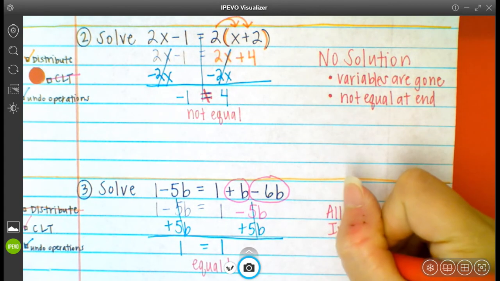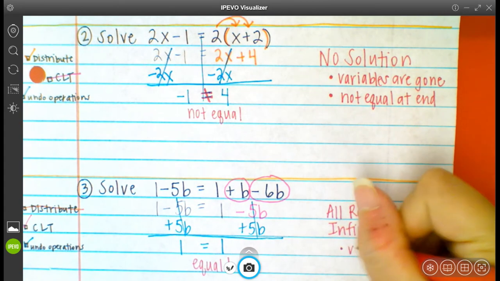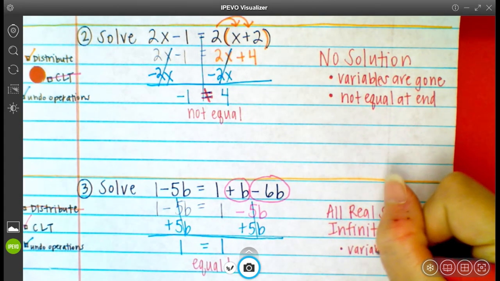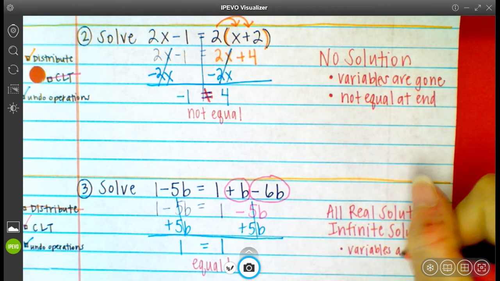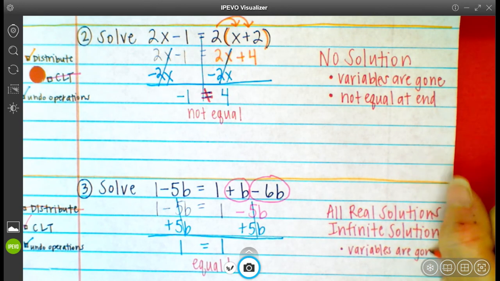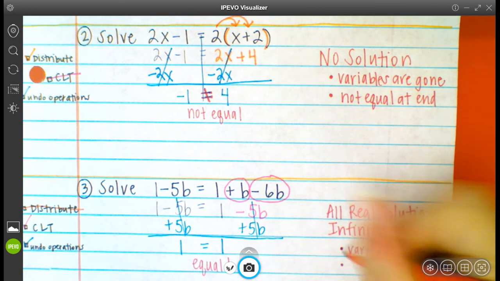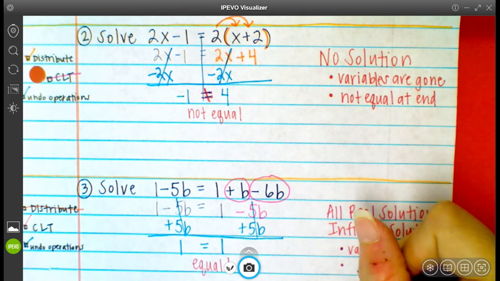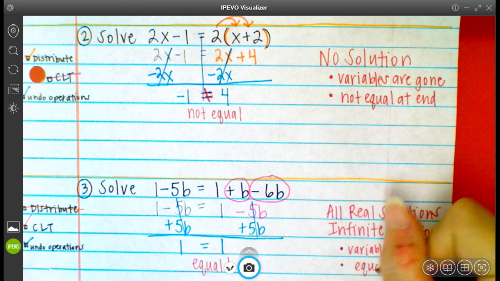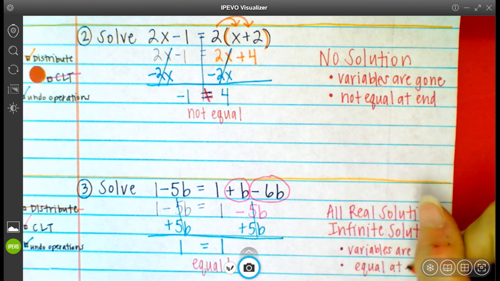So again, to have this case, the variables need to go away, or they are gone. And 2, they must be equal at the end. Equal at the end.